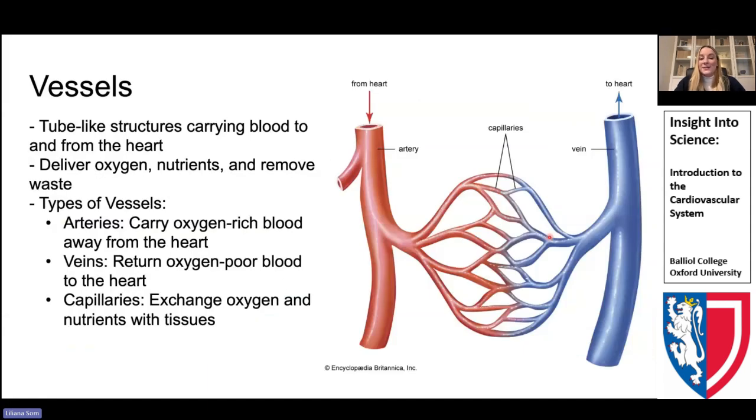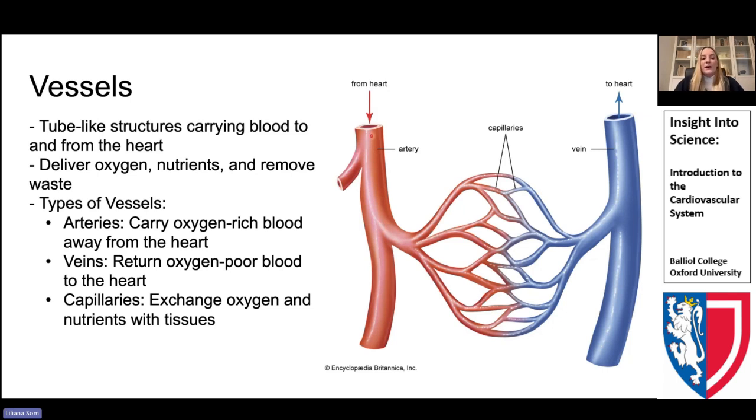So as a vascular biologist, my main focus is the vessels, and my main interests are the vessels of the cardiovascular system. So vessels are tube-like structures that carry the blood. They deliver the oxygen and nutrients and also remove the waste products.